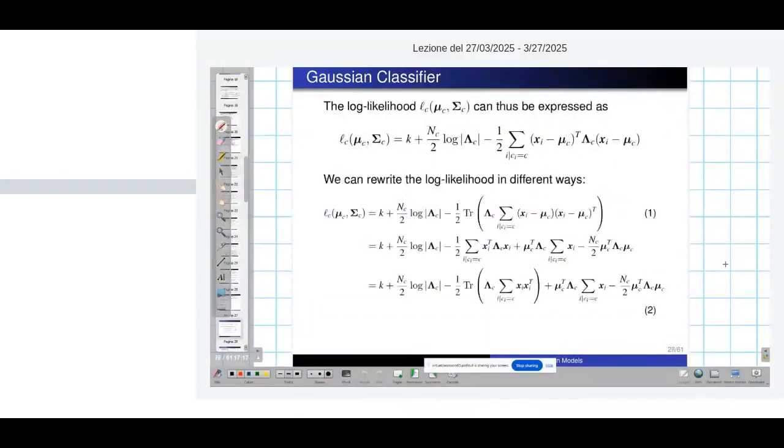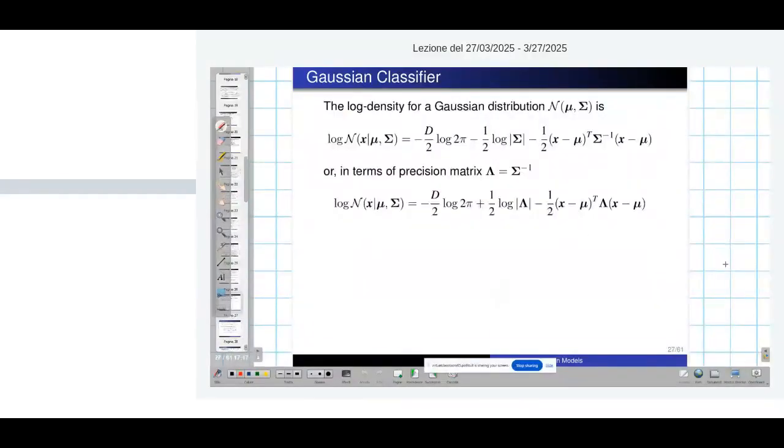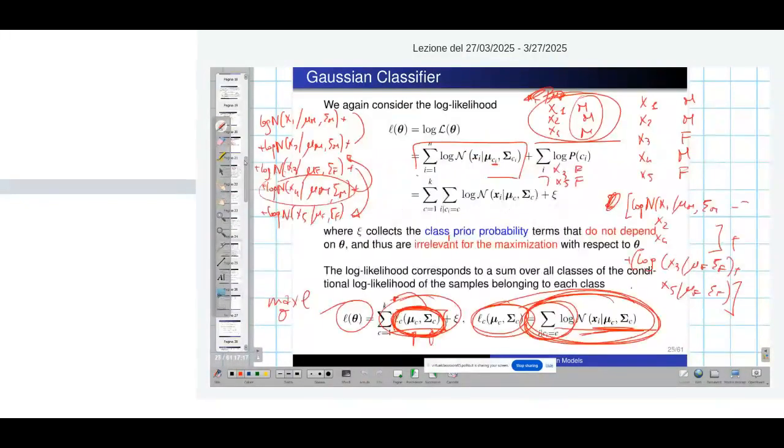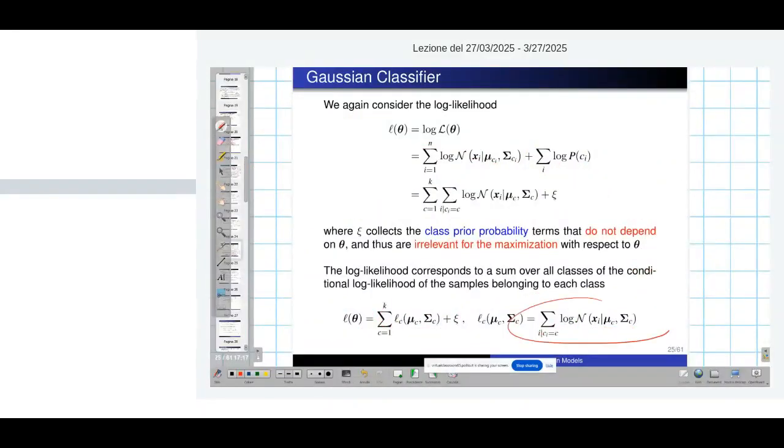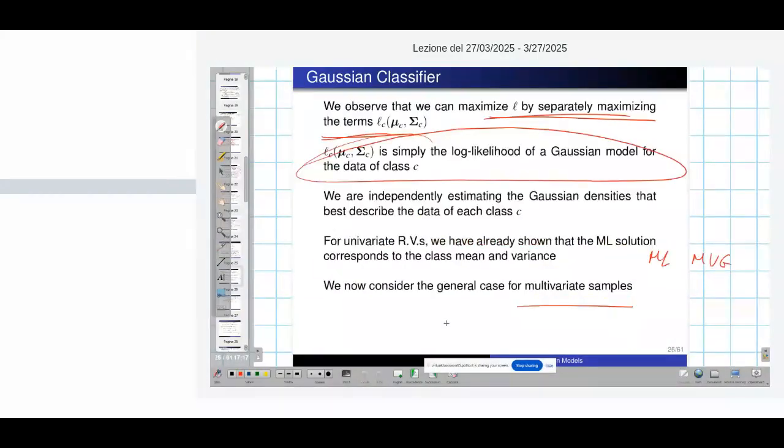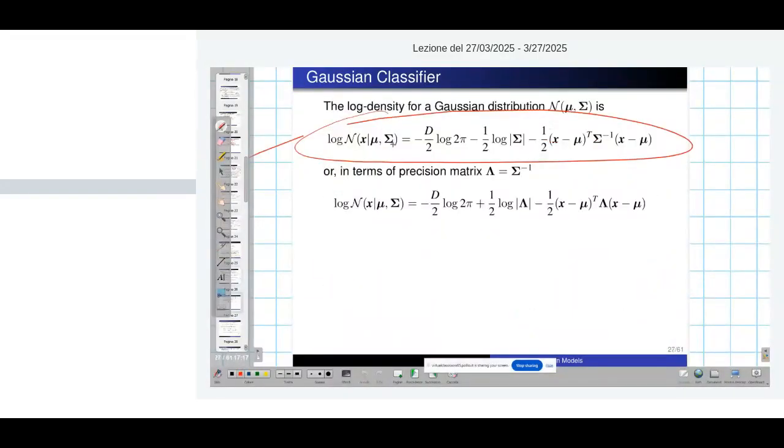How do we find the maximum likely solution for the multiclass? Well, let's start writing the log density. It's not much different from before. We need to write the log density and then find the log likelihood and then maximize it with respect to the model parameter. Now let's, for simplicity, drop the index.